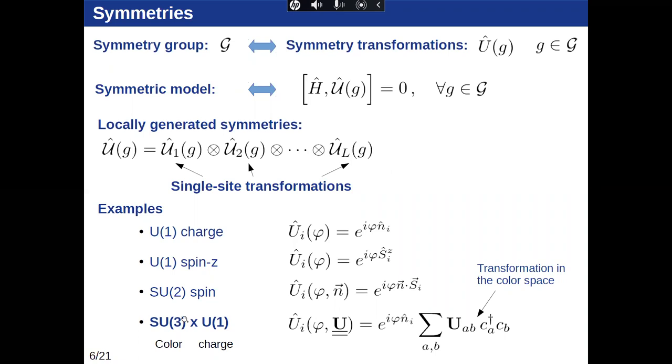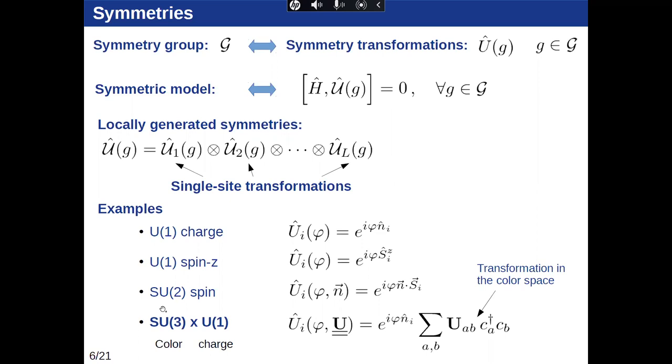So I have a fermionic model. I have three colors of fermions, and I have a full charge conservation. But besides that, I am also symmetric for the SU3 rotations in the color space. So any unitary transformation is allowed in the color space. And besides that, I have this U1 charge conservation. So in the model I will investigate, we have SU3 cross U1 symmetry.